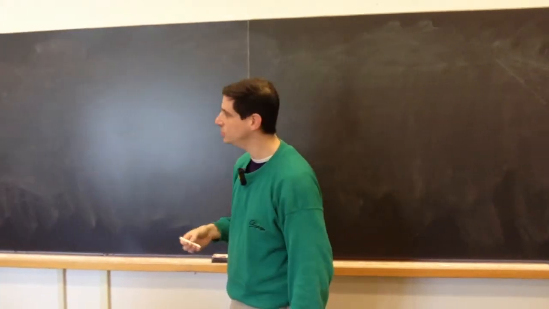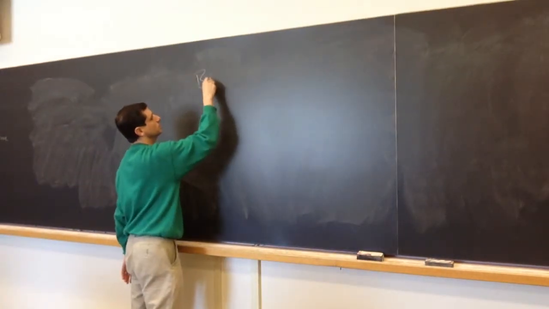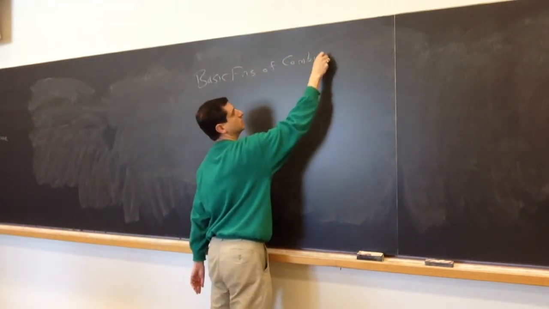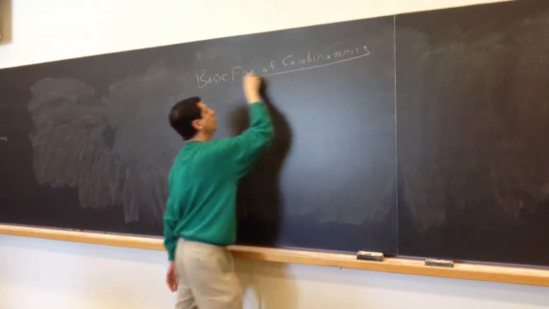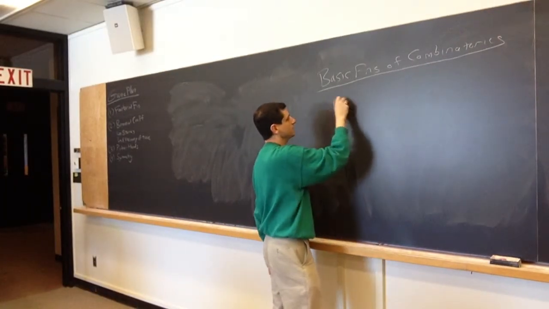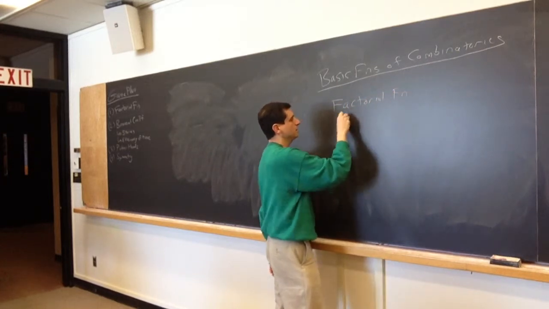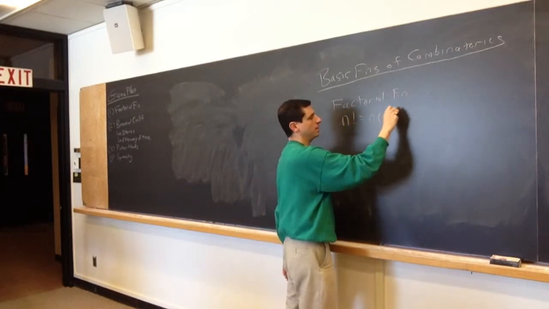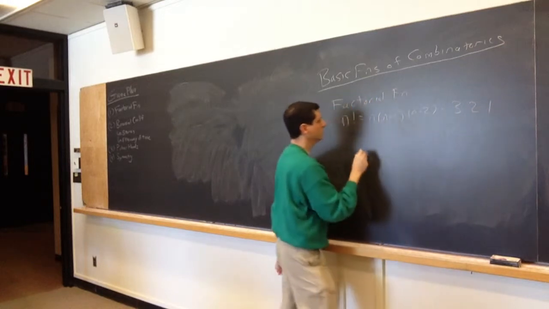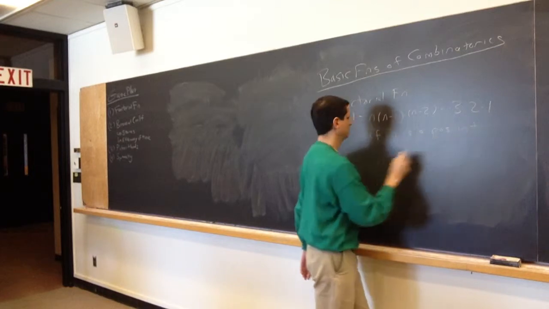Okay, so what I want to do now is start talking a little bit about some of the basic functions of combinatorics. I'm hoping most of you have seen most of these functions before, if not all of them. So the first is the factorial function. It's defined: n factorial is n times n minus 1 times n minus 2, dot, dot, dot, 3 times 2 times 1, if n is a positive integer.